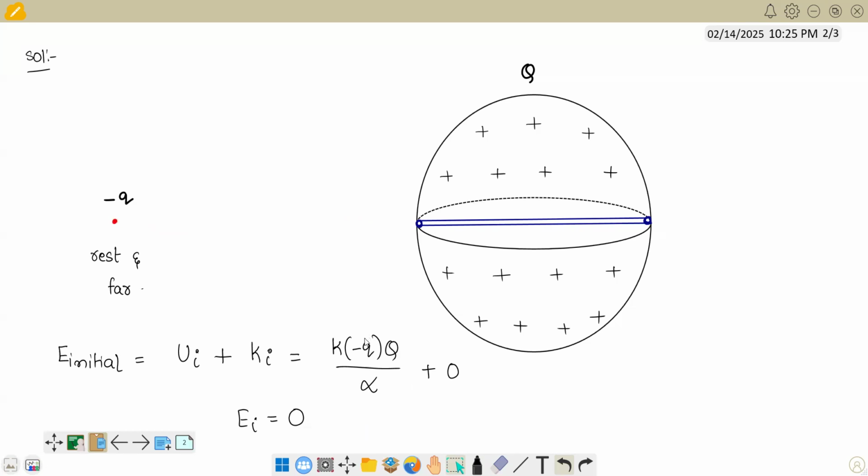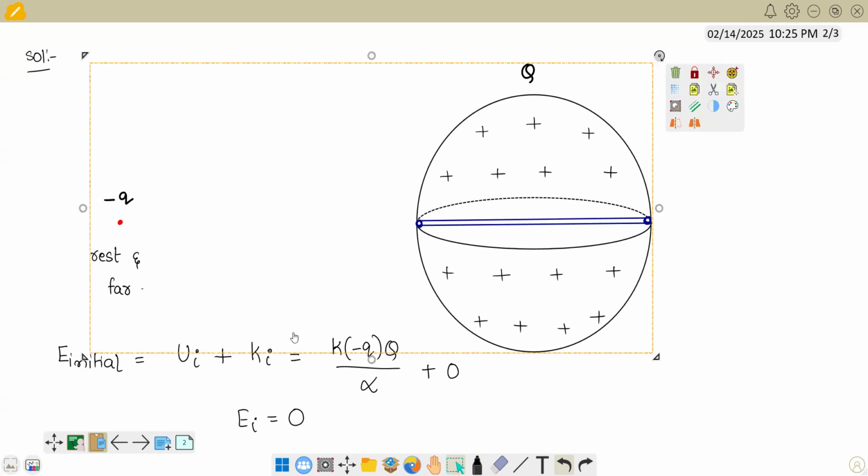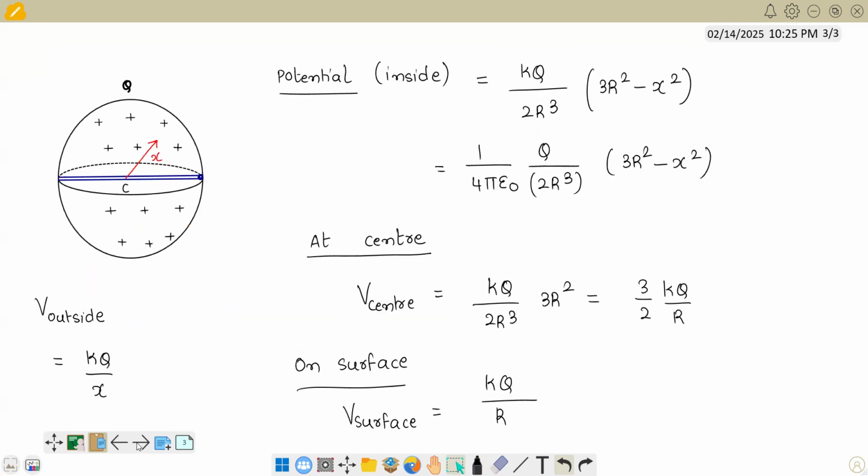That means one form of energy can only be converted into another form of energy. Even though the body gained some kinetic energy, the potential energy of the system would counterbalance it. So one form of energy is getting converted into another form of energy. So the original initial energy is zero. Now let us look at various scenarios in this. This is very important while solving the problem.